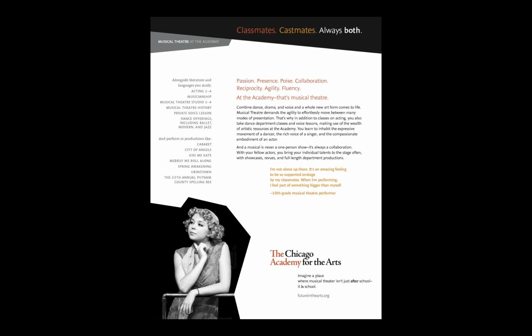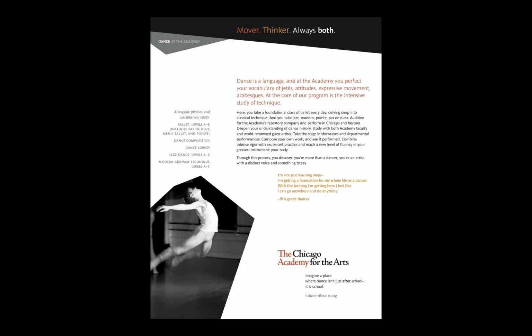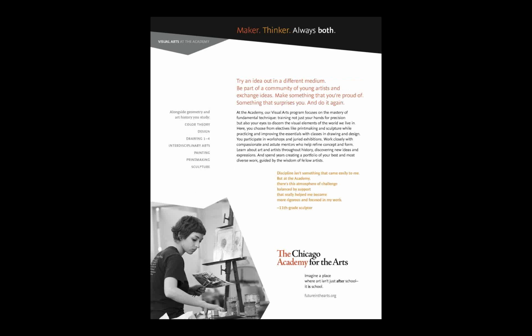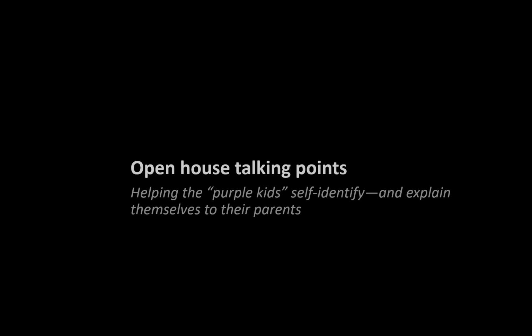Classmates, castmates, always both. So you see how we're invoking the purple kid every time, making sure we're relevant, and speaking to the parent of the purple kid who doesn't know how on earth they're going to carve out enough time. All right, mover, thinker, always both. And we talk about the vocabulary of dance as well as the vocabulary of intellectual thinking. Maker, thinker, always both. So that just gives you an example of that.